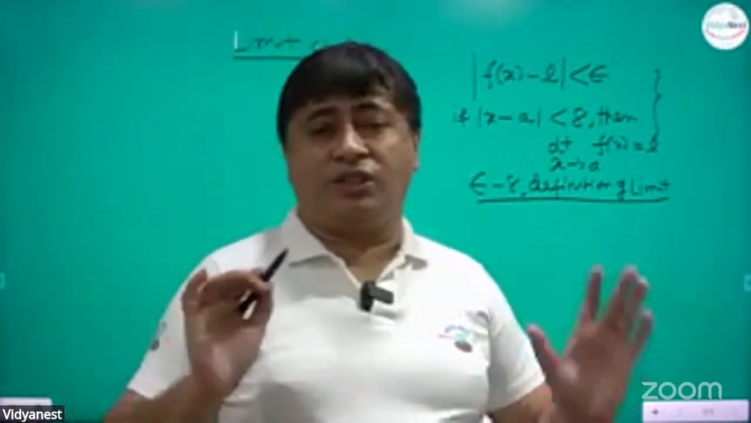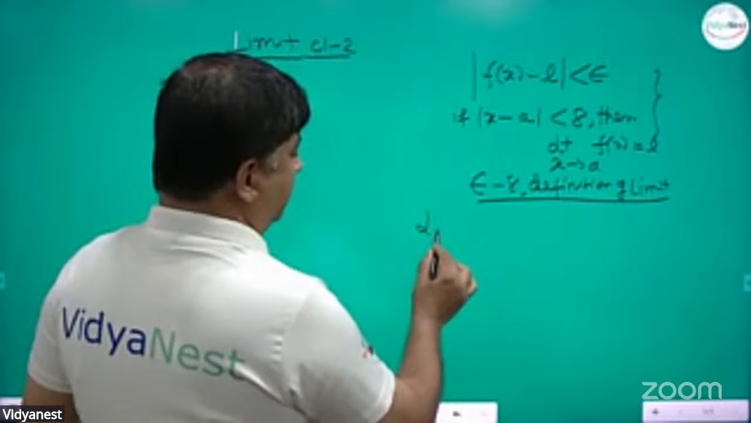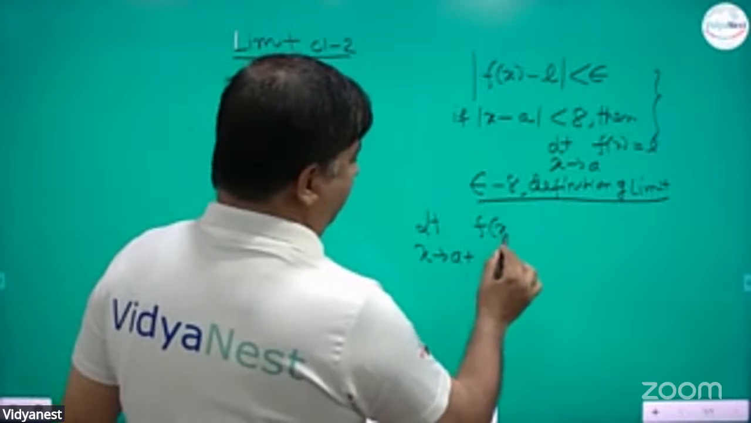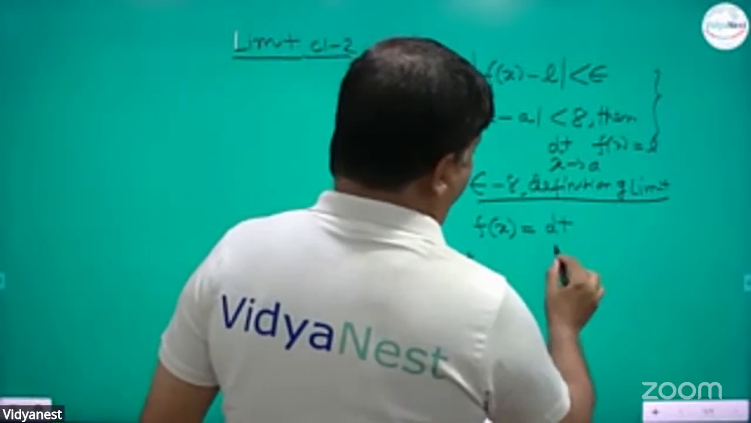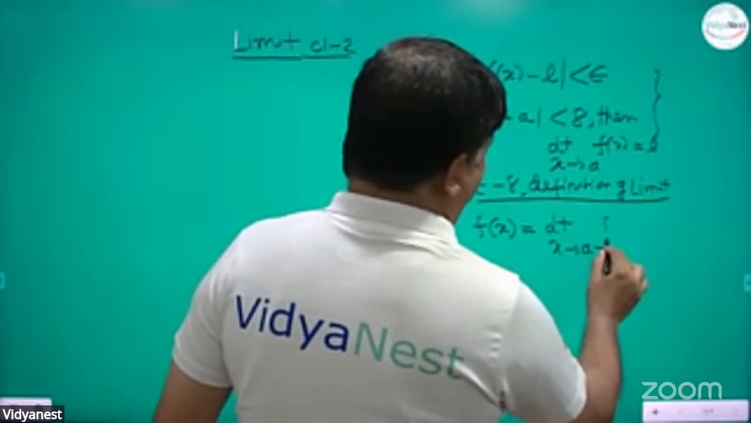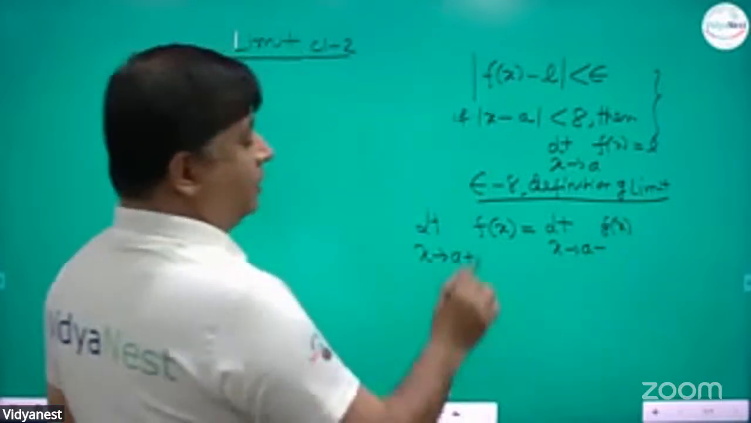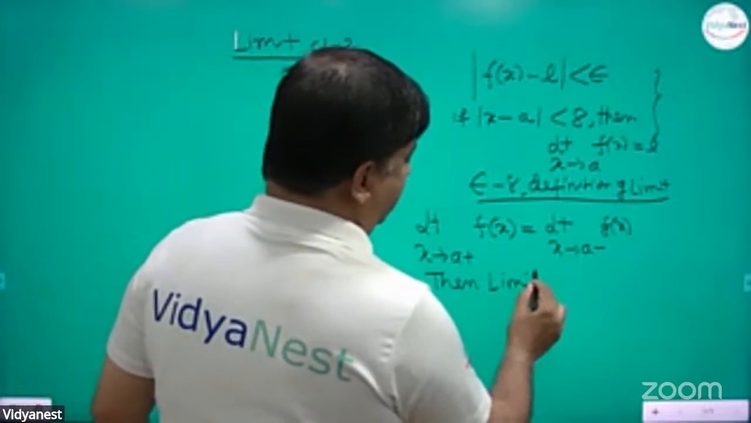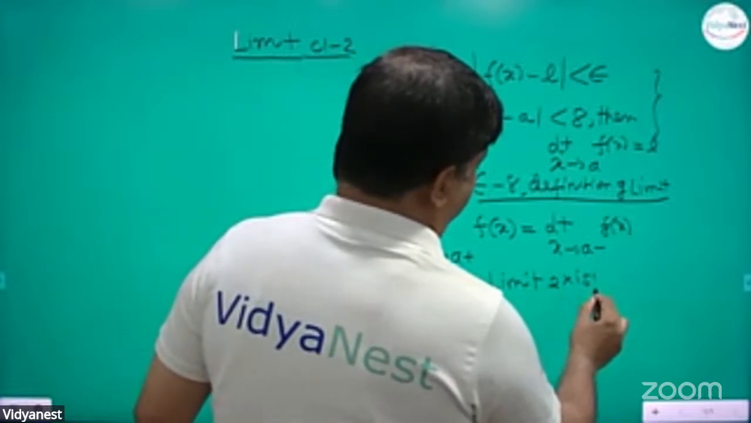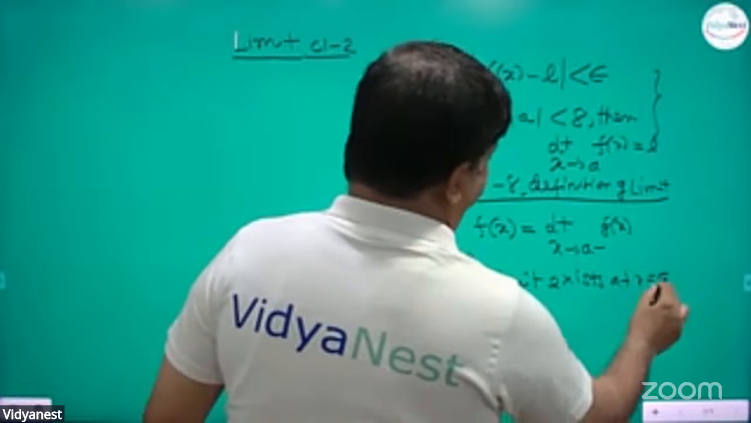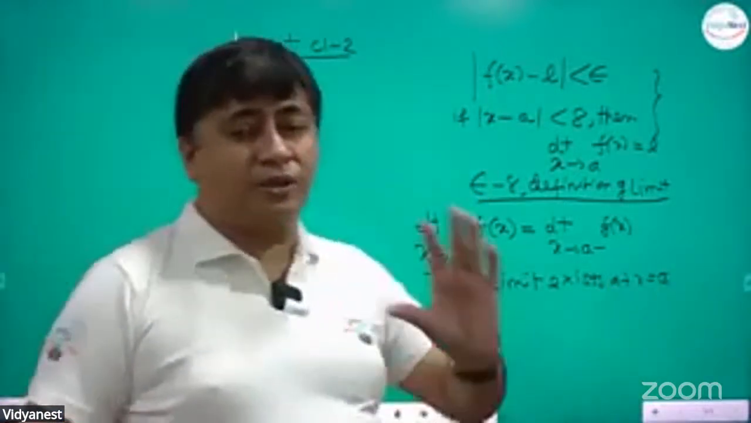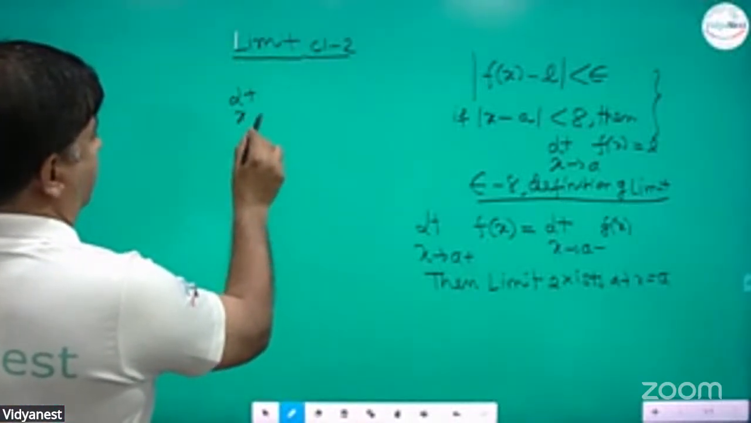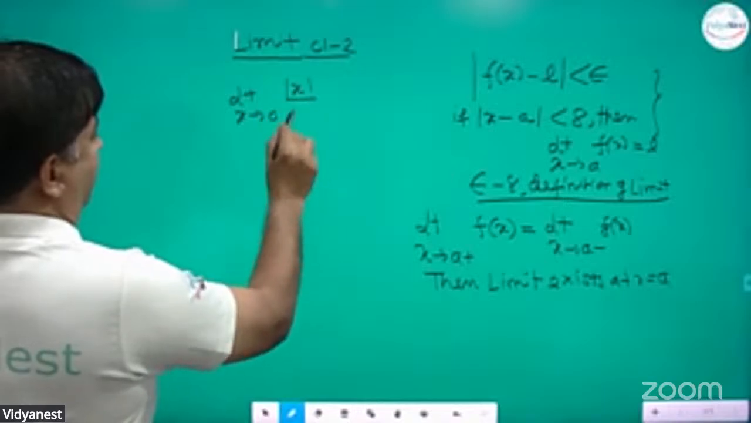We got the concept that if the right hand limit of a function is equal to the left hand limit of the same function, then the limit exists at x is equal to a. Against it, we had chosen one simple example: limit x tends to 0, mod x by x.